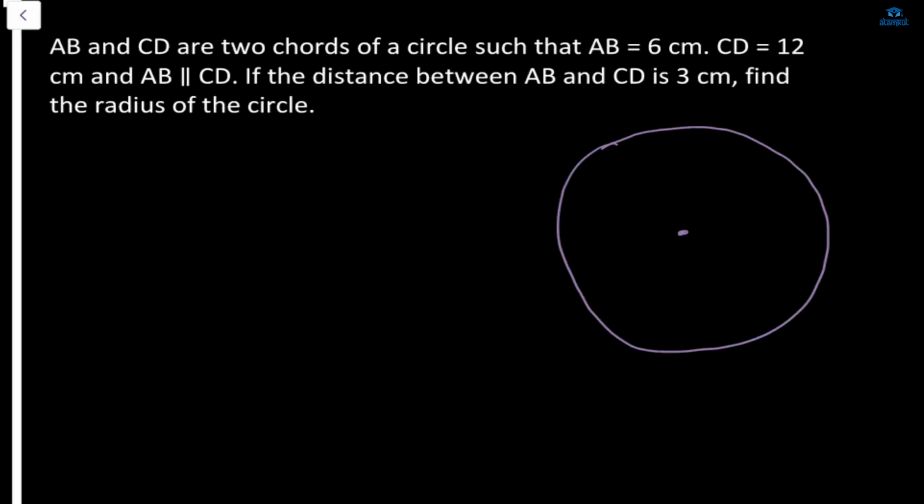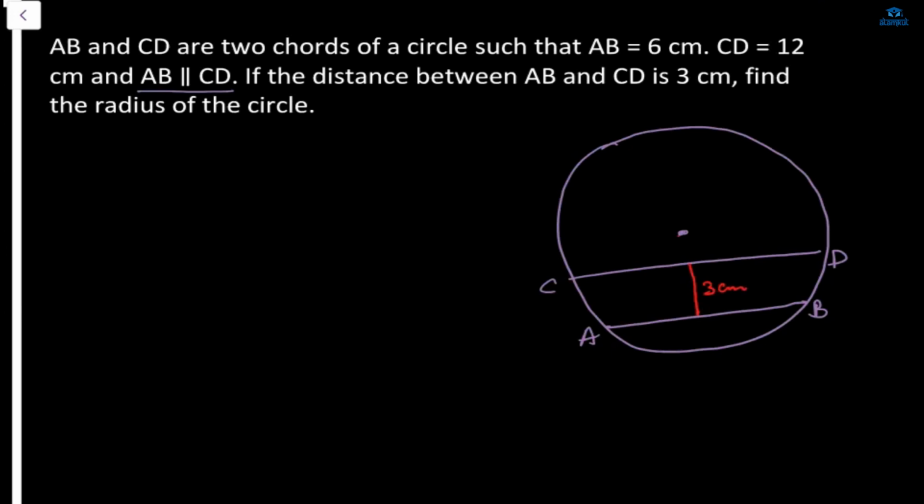Now it is also mentioned that AB is parallel to CD. So I'm drawing CD here, and I'm drawing AB here, since they are parallel. Now, what else? The distance between AB and CD is 3 centimeter. This distance is 3 centimeter. Find the radius of the circle.